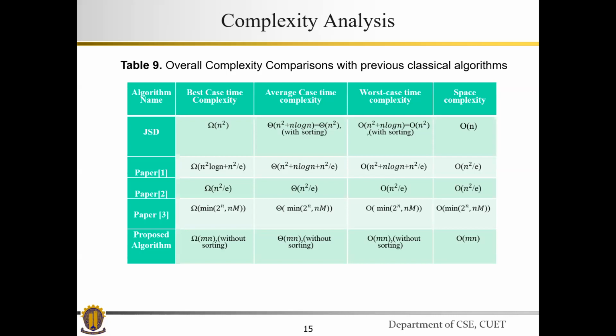For paper 2, the complexity is n square b, which is greater than the classical algorithm, and the space complexity is n square b, which is also greater. Paper 3 is also greater than the classical algorithm, and our proposed algorithm is less than the classical algorithm complexity because it is mn, the number of jobs and deadlines, without sorting. The space complexity is mn because of using a 2D array.